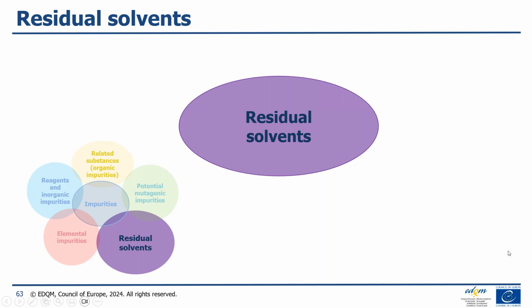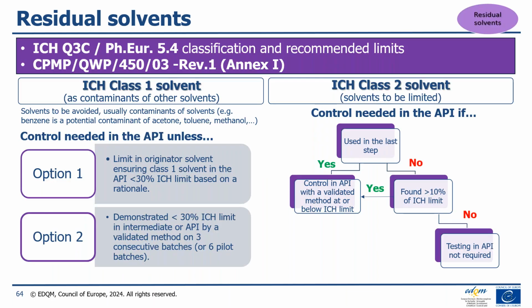Let's move on to another type of impurities, residual solvents. On the next slide, you can see that the guideline is ICH Q3C and the general chapter 5.4 for classification and recommended limits for the solvents. Also, the document CPMP/QWP/450/03 revision 1 and annex 1 has to be considered.